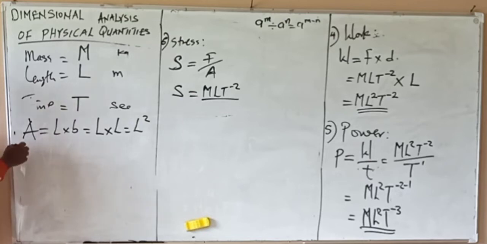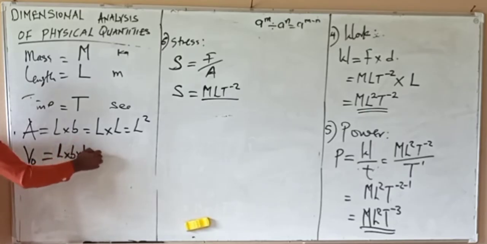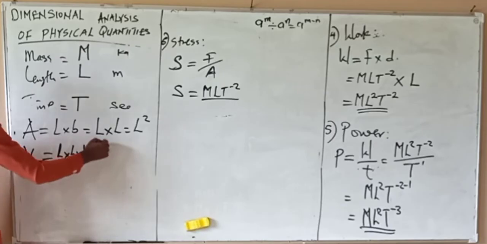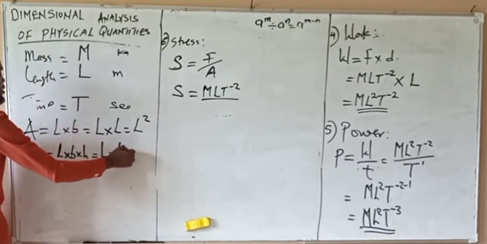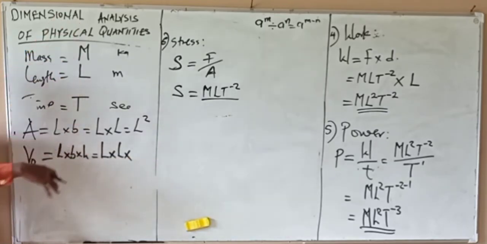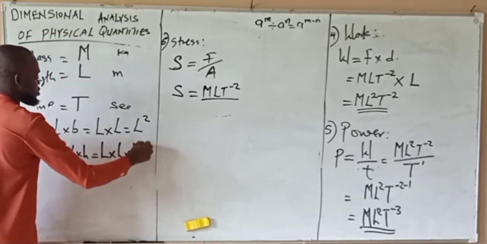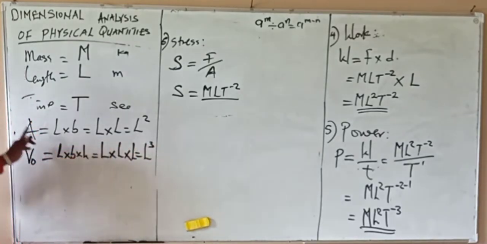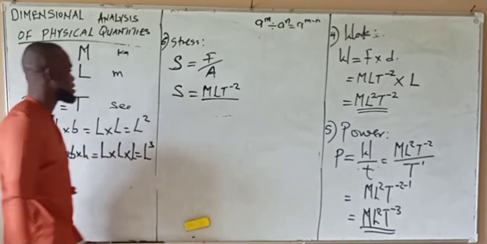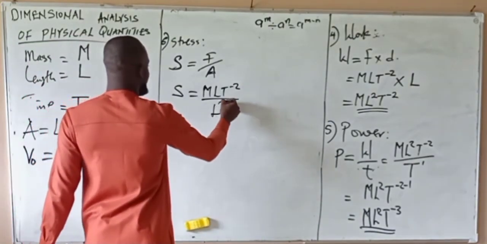Then what is the dimension of, let's say, volume? Volume is length times breadth times height. What is the dimension for length? L. What is the dimension for breadth? It's still measured in meters, so it's still L. What is the dimension for height? Height is still measured in meters and it's still L. The dimension will be L cubed. So the dimension of volume is L cubed. The dimension for area is L squared. It's very important that you think of that.